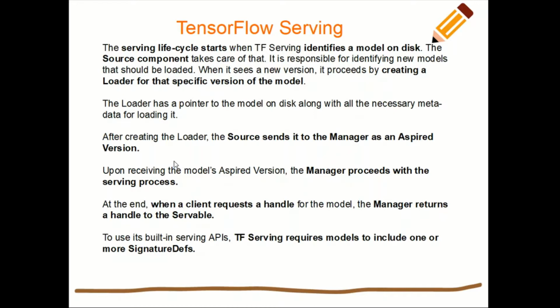aspired version. So the source component is related to the source of that model, something like a disk where we save the model. Once the model is saved onto disk, it understands that the model has been saved, creates a loader for that version of the model, and then lets the dynamic manager know of that version. Once the manager receives the aspired version, the manager proceeds with the serving process. That is, it is going to get that version of the model ready for serving.